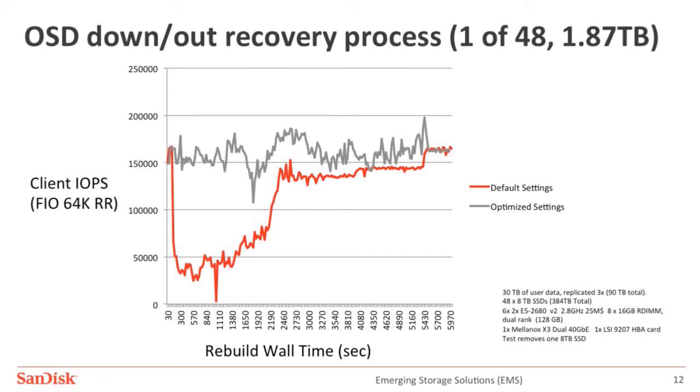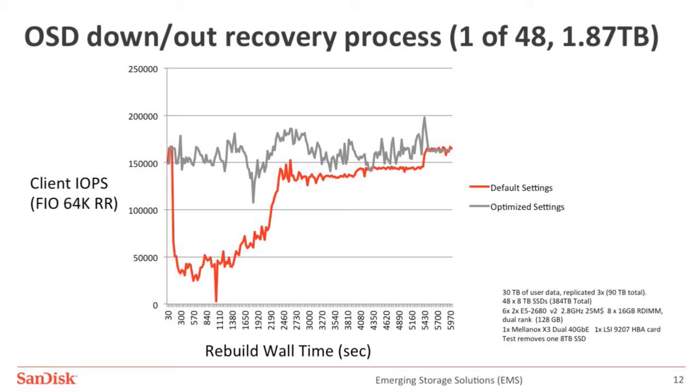But this is an example of what we've got. Here we have a system with 30 terabytes of user data. It's been replicated 3 times, so there's 90 terabytes of data, in a system with 384 terabytes total. And we basically yanked out one of the SSDs. So you lost 1/48 of your storage, so that's not quite 2 terabytes. And this is the performance of the system while it's rebuilding the data.